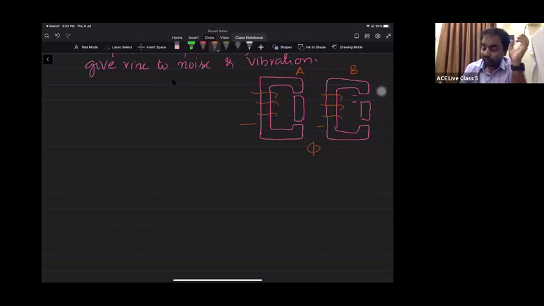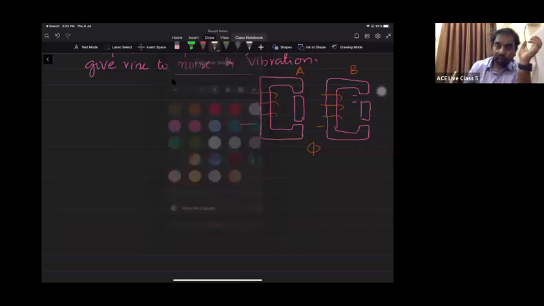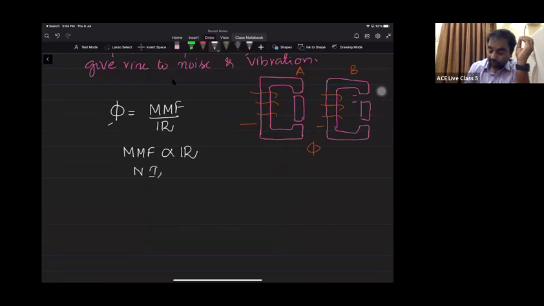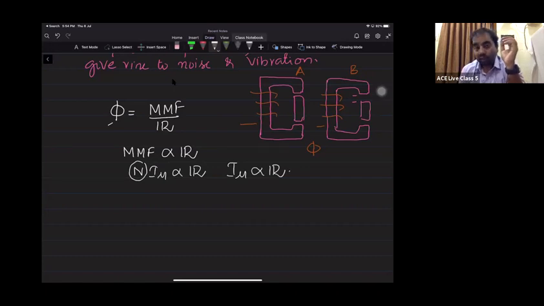The reason is, if you recall Ohm's law for the magnetic circuit, I equals V by R, so flux is equal to MMF by reluctance. As I'm talking about the same flux, MMF by reluctance should remain constant, or MMF is directly proportional to reluctance. MMF is N into I. As you can see, the number of turns is the same, so the magnetizing current is directly proportional to reluctance. Then in which magnetic circuit will the reluctance be more? In the second case.